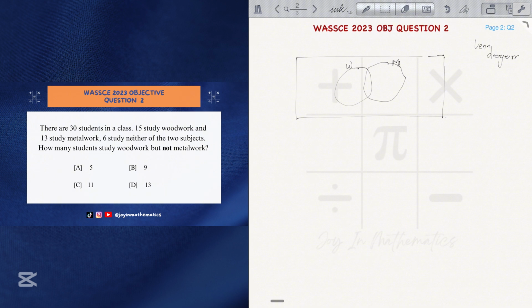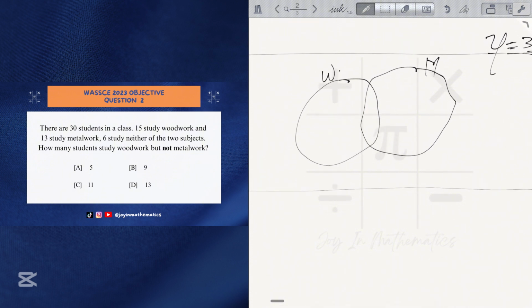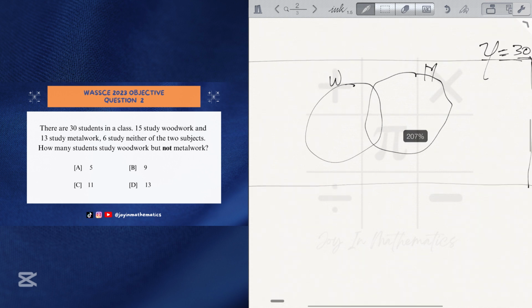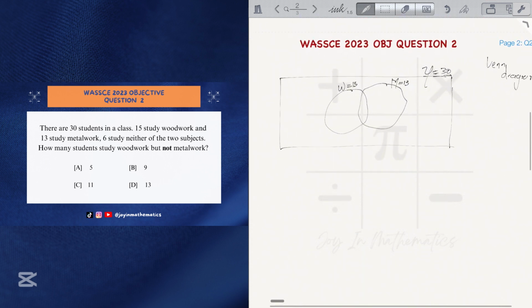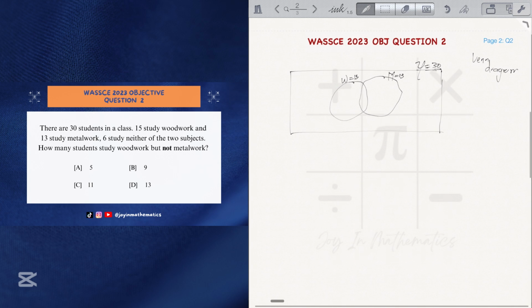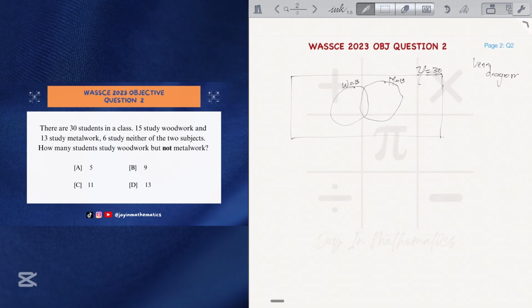So now let's go over the question again, and this time around we make our substitutions where necessary. So there are 30 students in the class, so the universal set is equal to 30. That means the total number of students is equal to 30. Now 15 study woodwork, so the total number of students studying woodwork is equal to 15. And 13 study metalwork, so we have M also equal to 13. The next line says 6 study neither of the 2 subjects.